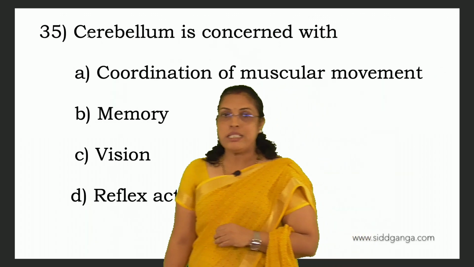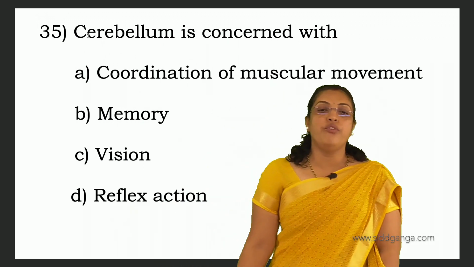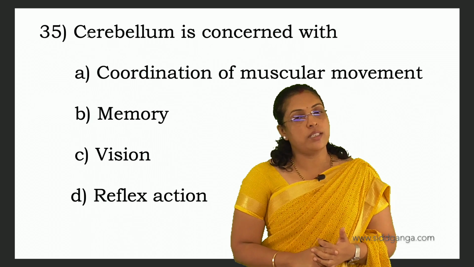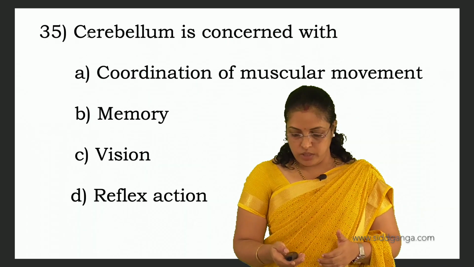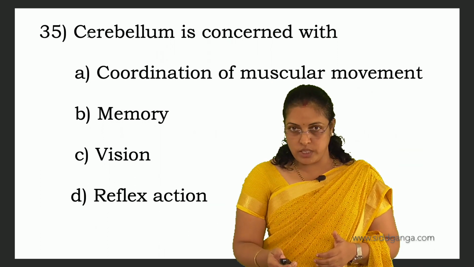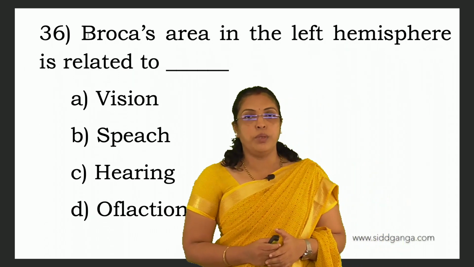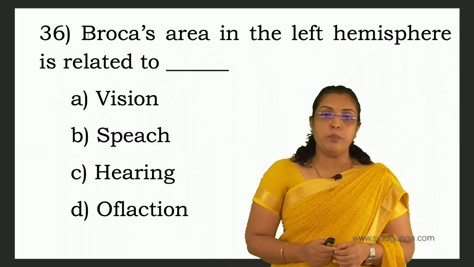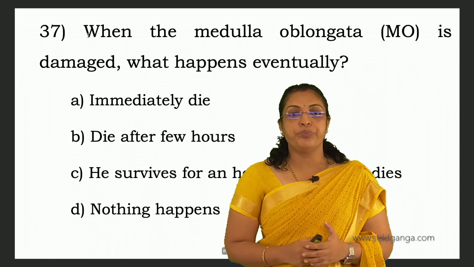Cerebellum is concerned with coordination of muscular movement, memory, vision, reflex action. So cerebellum is concerned with coordination of muscular movement. Its main function is coordination of muscular movements in our body. Broca's area in the left hemisphere is mainly related to speech. So 36, B is the option.